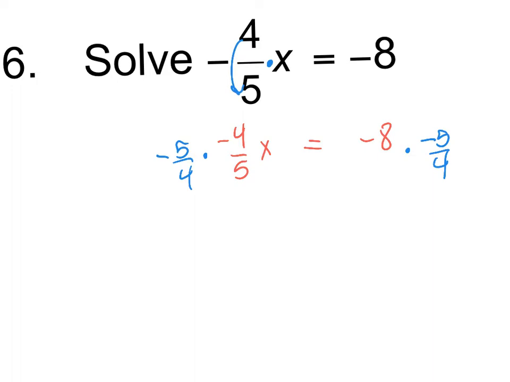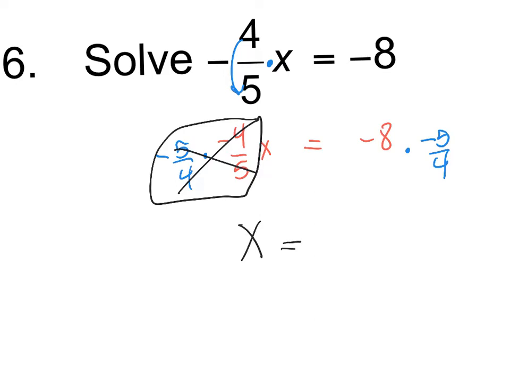When I do that, this becomes 1. It just goes away. So it's just x, 1x, is equal to, and when you multiply on your fraction calculator, if you were to multiply the long way, you would get 40 over 4, which is equal to 10. So x is equal to 10.